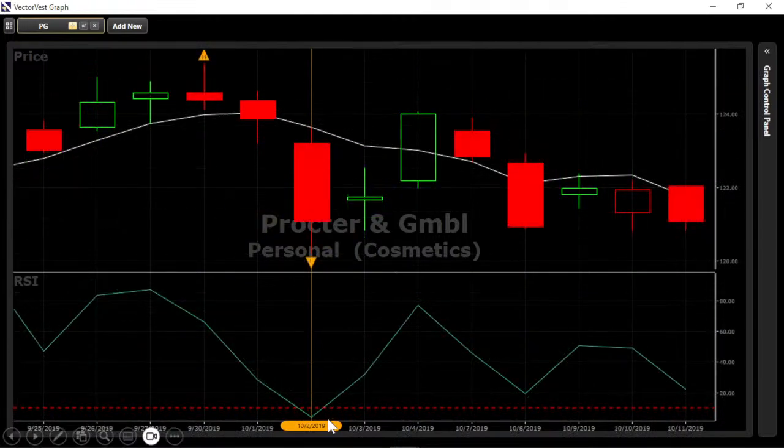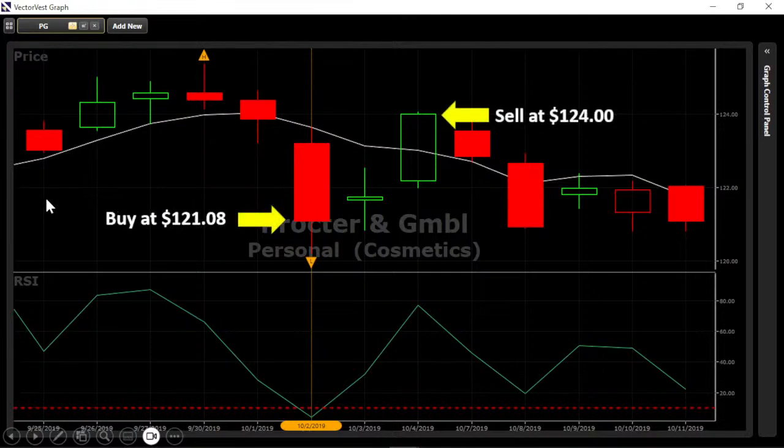October 2nd, 2019. Price is still above the 200-day moving average, but below the 5-day moving average and the 2-period RSI below 10. Another setup. Another situation where we're in a long-term uptrend but experiencing a short-term correction. You buy there at about 121.08. You sell a couple of days later.